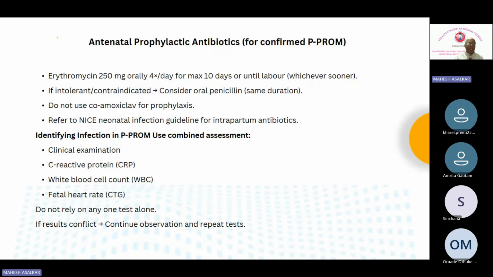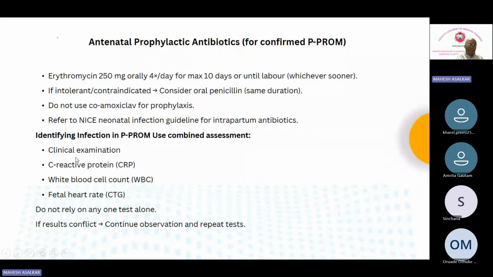Okay. And identifying infection in PPROM, use combined assessment. So when the case is a case of preterm premature rupture of membrane, and you have kept her on expectant management, then you need to monitor for development of chorioamnionitis. That is not a single parameter you will look into. They always say combined assessment.